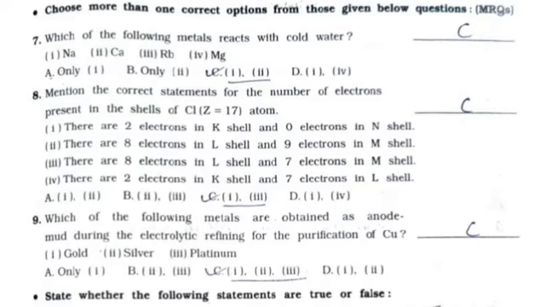It's option number C, first and third, means there are 2 electrons in K shell and 0 electrons in N shell. And third is there are 8 electrons in L shell and 7 electrons in M shell. Ninth, which of the following metals are obtained as anode mud during the electrolytic refining for the purification of Cu, that is copper? It's option number C, first, second and third, means gold, silver and platinum.